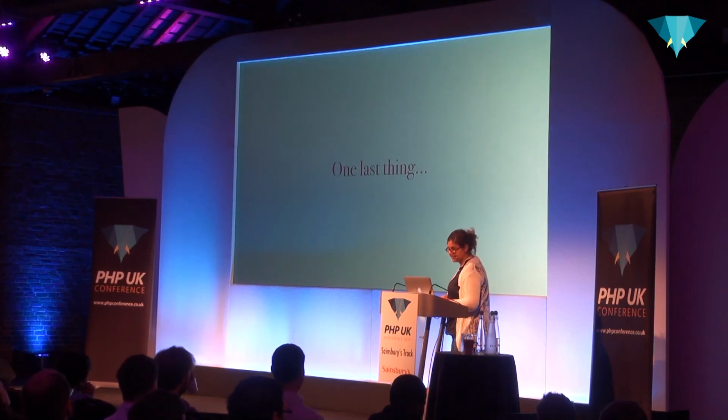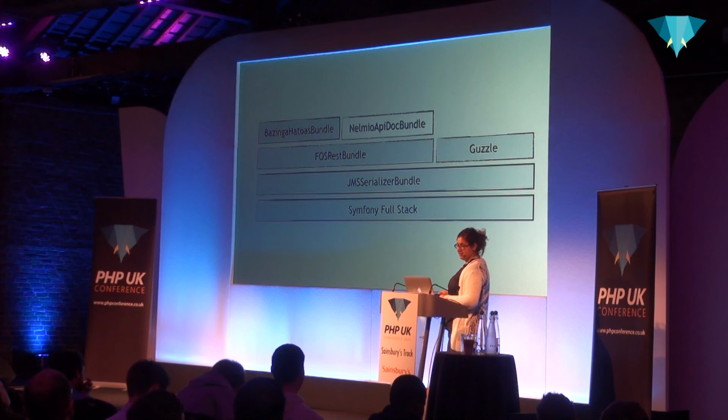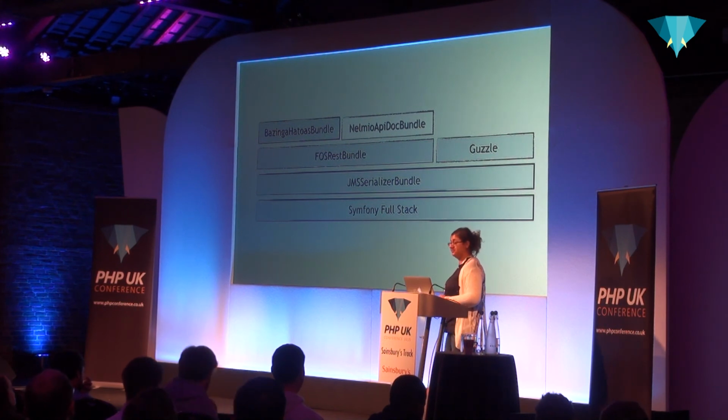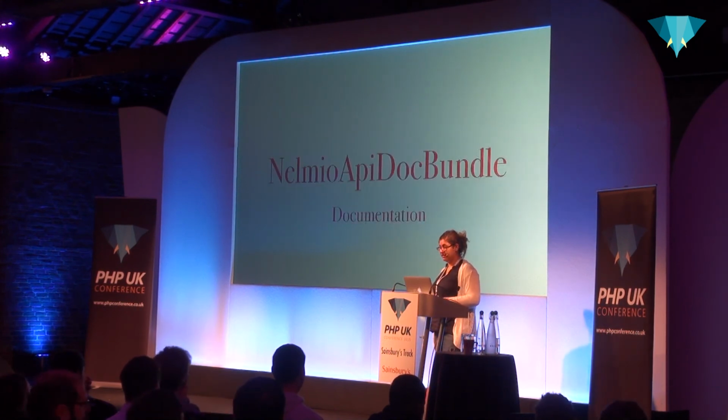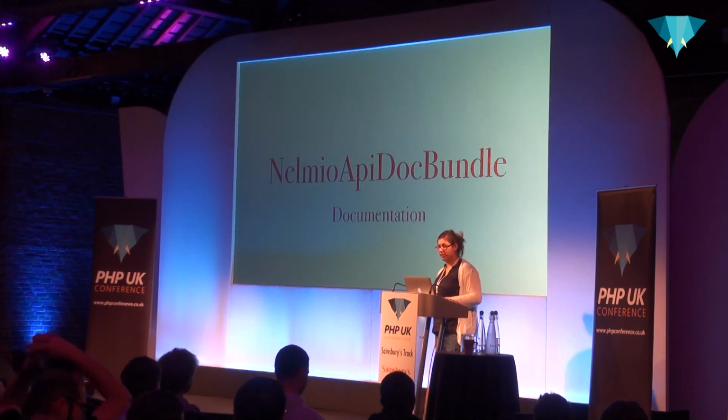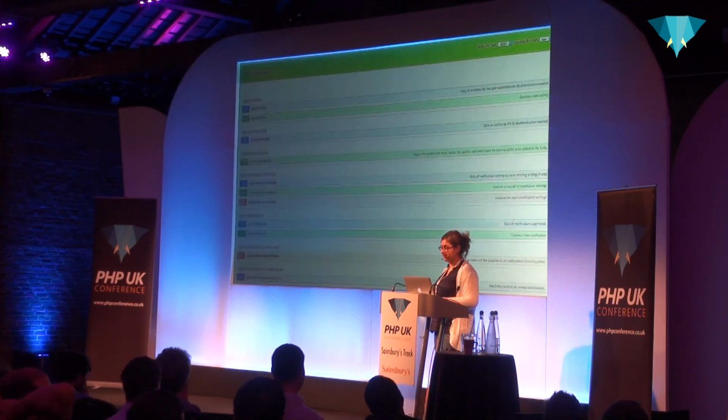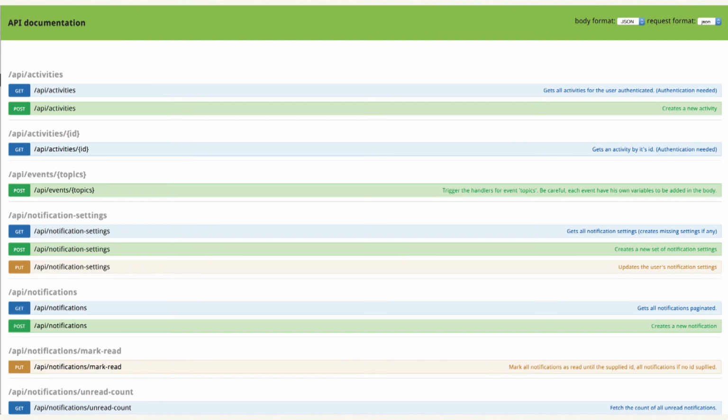One last thing, the documentation. The Nelmio API doc bundle. It's really easy, so it looks like that when it's enabled. And actually, you just put some configuration, let's say annotation, because I like that. And when you display the special route /api/doc, you have this kind of output. And yeah, it's really nice.